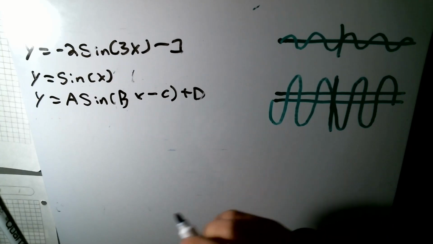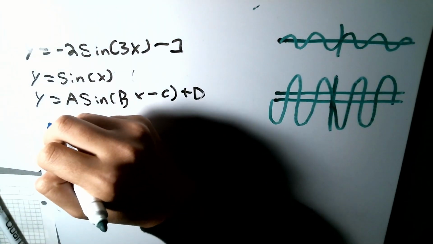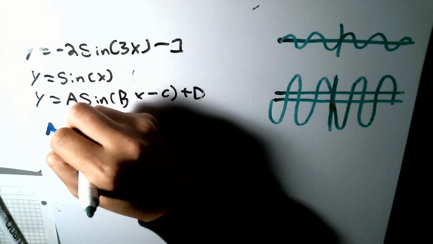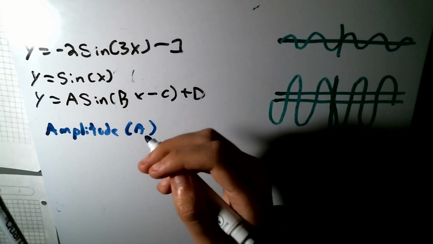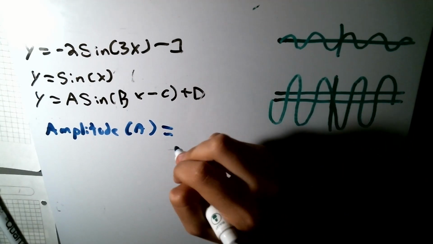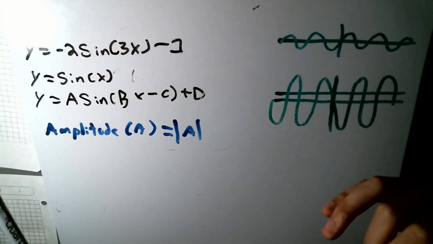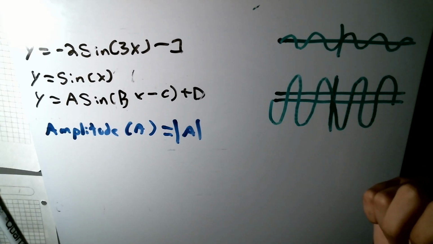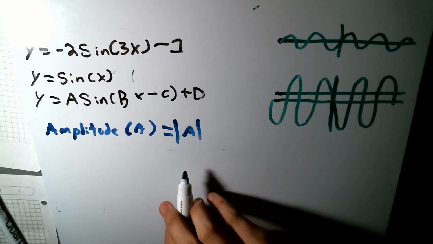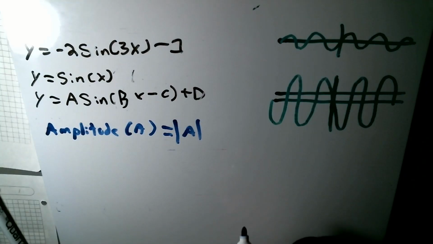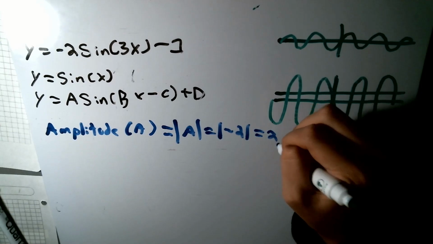So the amplitude. Okay, I'm going to write it down. Amplitude, which is A. The way to get it is, as I said at the start, amplitude equals the absolute value of A. A is -2, so it is the absolute value of -2, and we get 2.